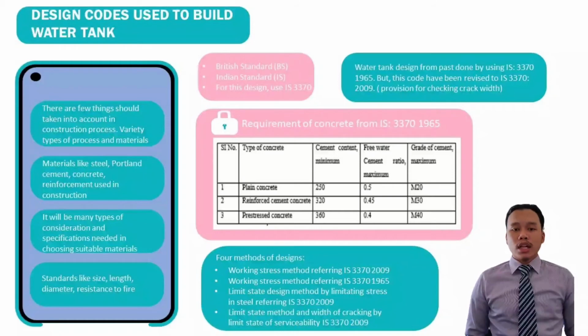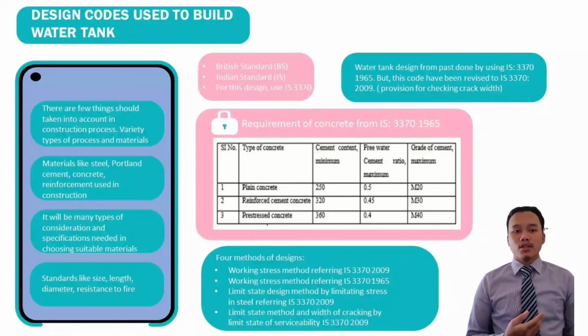Then, there are a few types of standards like British Standard and also Indian Standard. But for this design, we will use IS 3370. In the past, construction of water tanks was done using IS 3370 1965. But then, this code has been revised with some improvement in terms of checking crack width and renamed as IS 3370 2009.